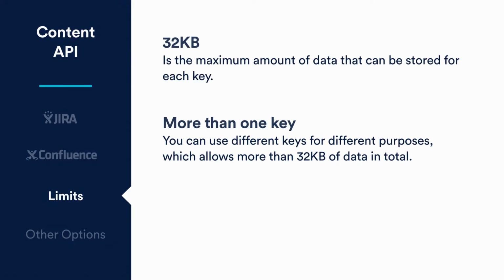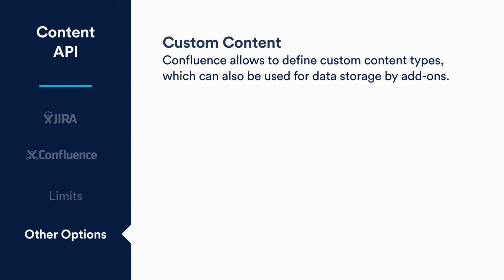Given that we run our products in the cloud, there are some limits associated with that. We wouldn't want to allow you to store 2 terabytes of data in our instances. So per key, you get a 32K limit of what you can store. And in Confluence, at least, this is just limited by key, but you can use many keys if you want to. I think in Jira, I forgot the exact limit, but there's also a global limit on the data that you can store.